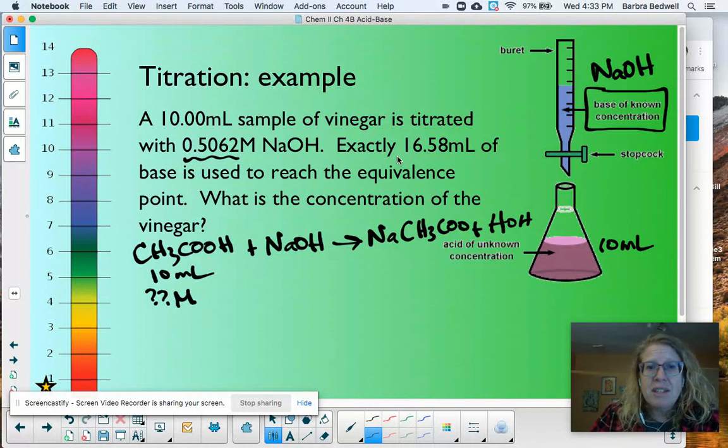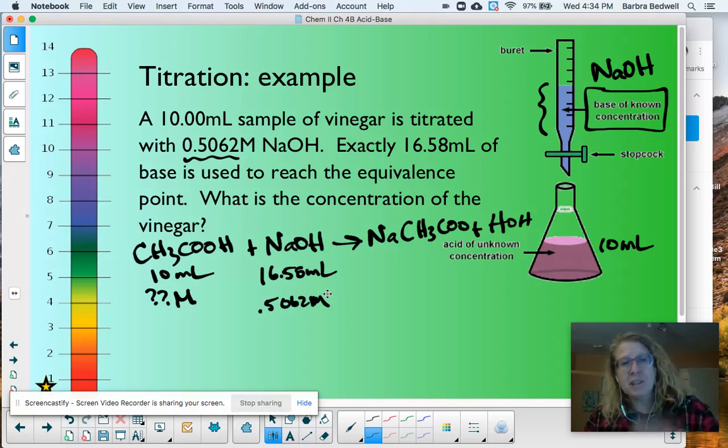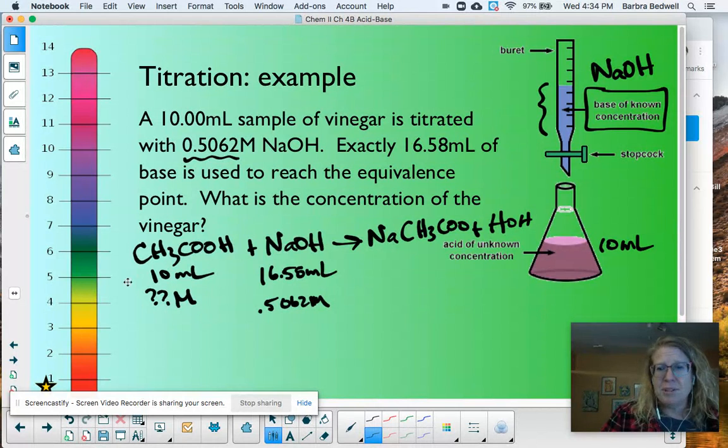We're using exactly 16.58 milliliters of hydroxide. So in other words, you would have dripped out 16.58 milliliters of it. And we know this exact solution, it's been standardized for us, 0.5062 molar. So at this point, once you get the idea, this is just a stoich problem. This is literally like a moles to moles kind of conversion.